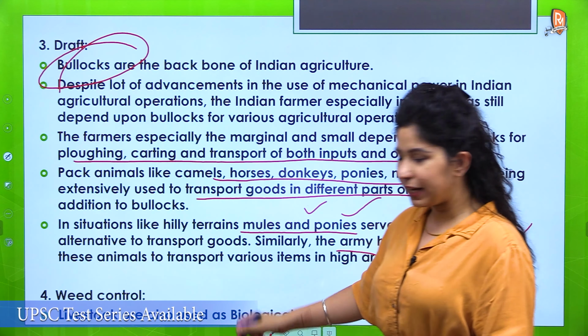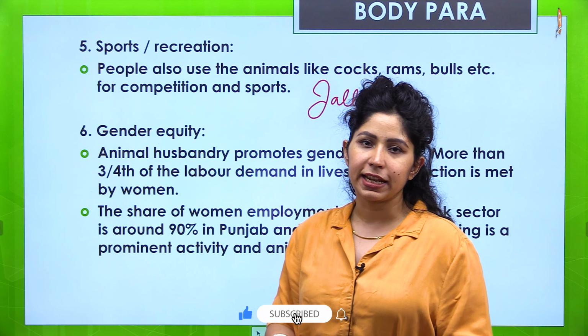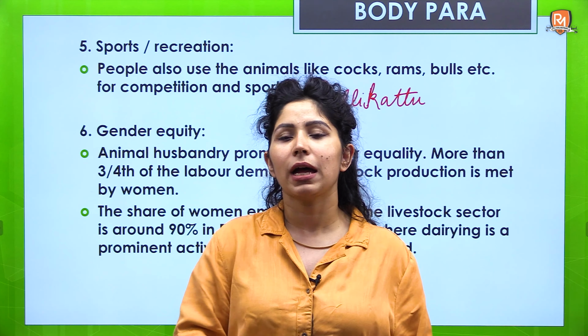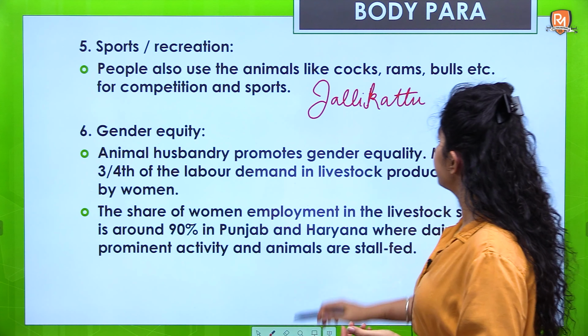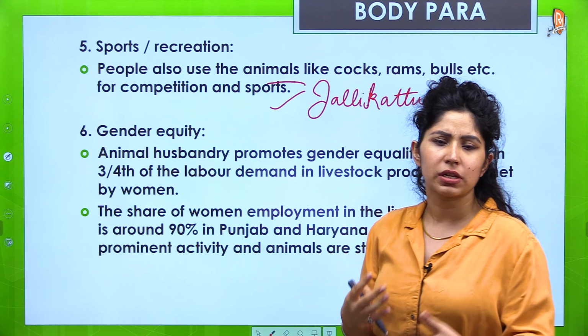The fourth one is weed control. Again, this can be clubbed with the relevance of livestock in agriculture. The fifth one is sports and recreation. There are sports like Jallikattu, which are banned from time to time in India, but still there are many other recreational sports which take the help of animals. They can be like animal racing or animal competitions, other competitions which involve animals.